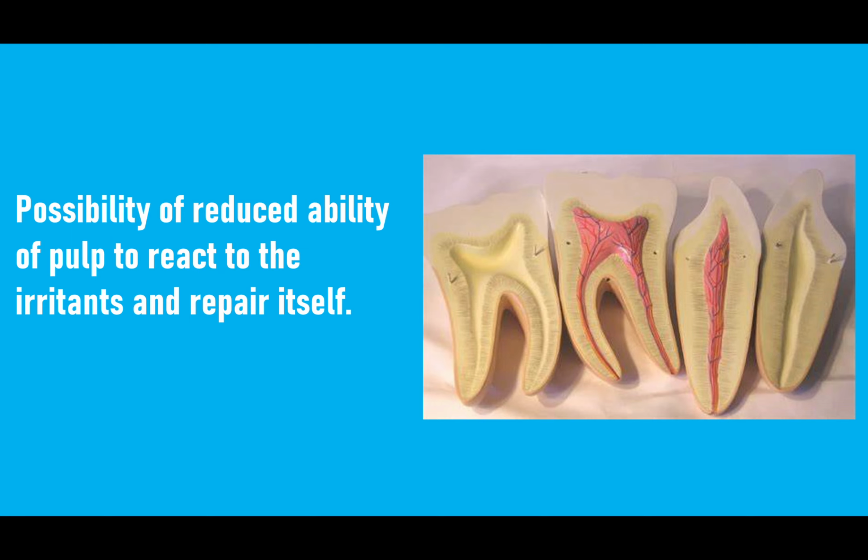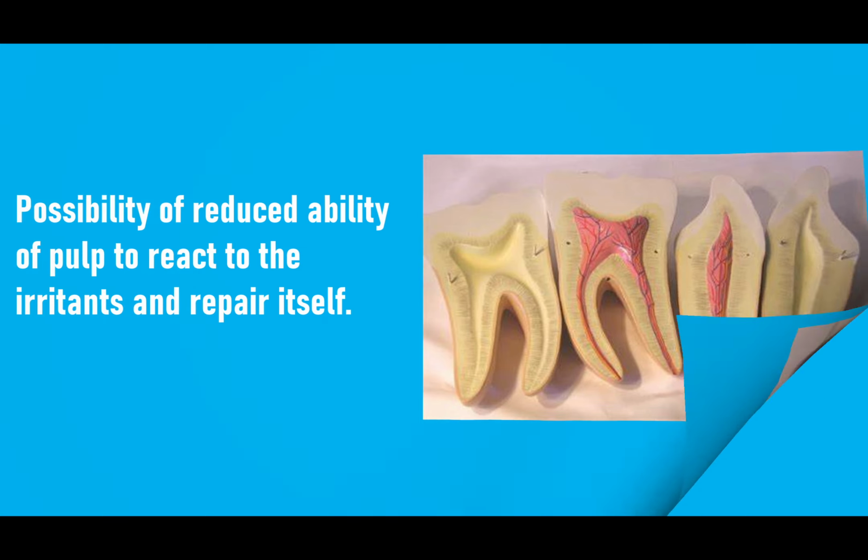On one side it forms a protective layer by decreasing permeability of the tooth, but on the other side it also causes the reduced ability of the pulp to react to the irritants and repair itself. So it's a two-way thing, but with age that happens, that it reduces the ability of the pulp to react to irritants and repair itself.